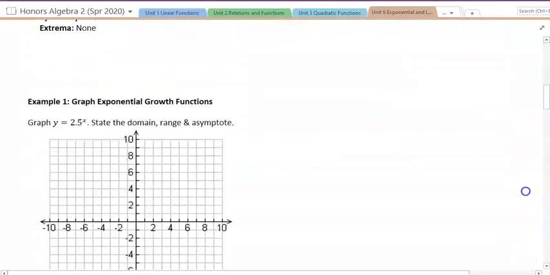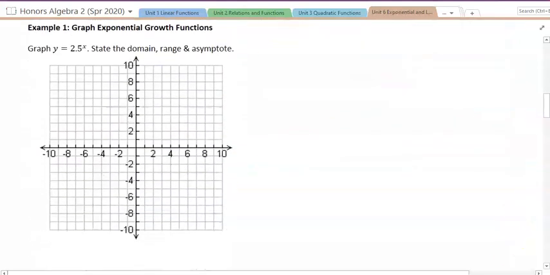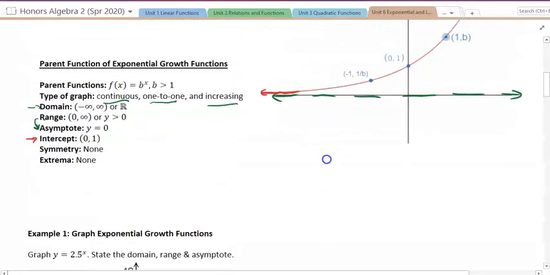Okay, so let's look at how to graph these. And we're going to look at this case here. y is equal to 2.5 to the x. And we want to state the domain, the range, and the asymptote. Now, the asymptote is going to be the easy part. The asymptote is the x-axis here. So this graph is not going to cross this x-axis. The y-intercept we said was what? What is the y-intercept of regular exponential growth functions?